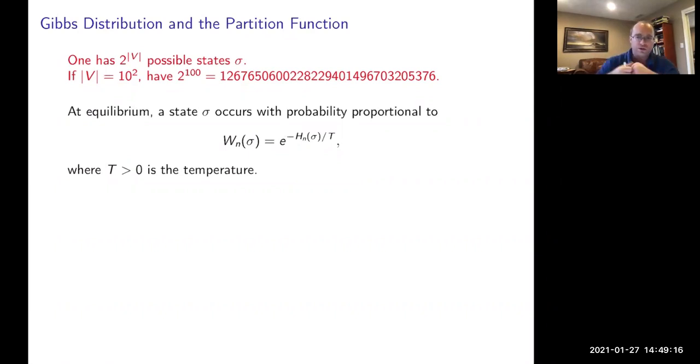So this is the sort of standard distribution that you use. This is the same distribution as Ableher was using in his talk. This is a simpler version of it, but it's the same thing. It occurs in basically every statistical mechanics talk.